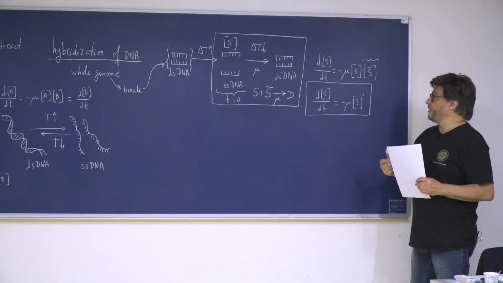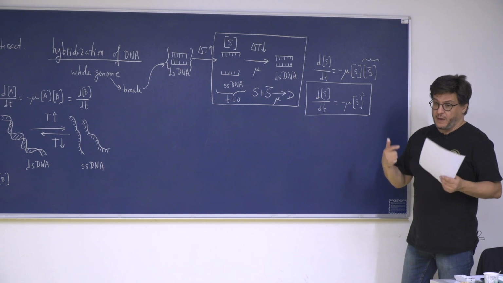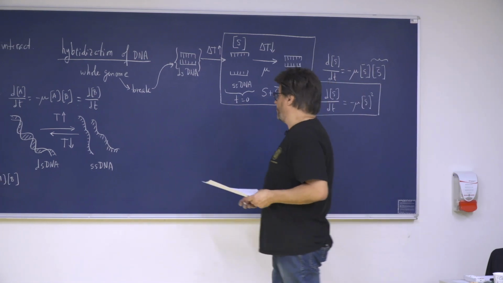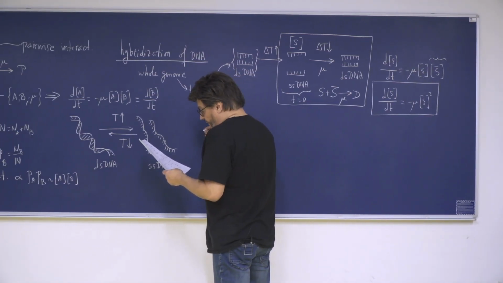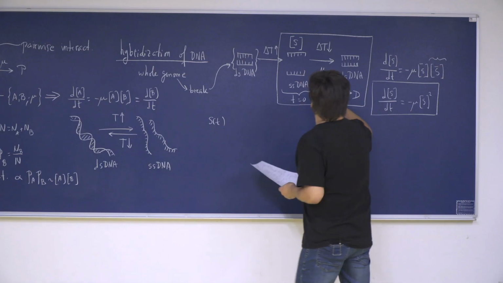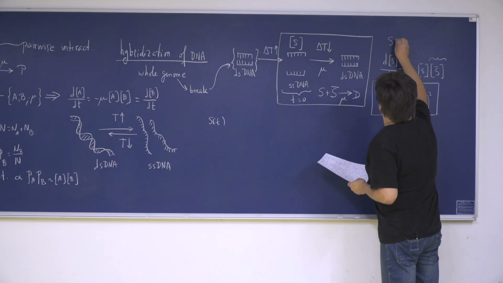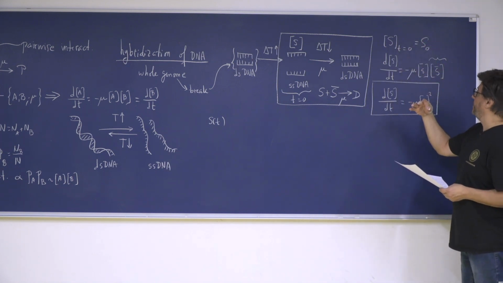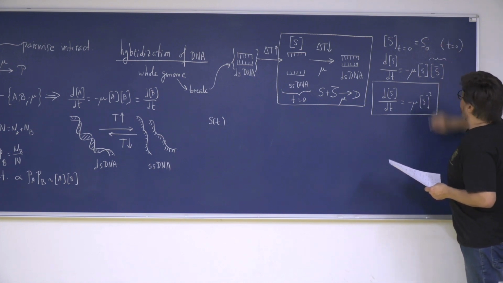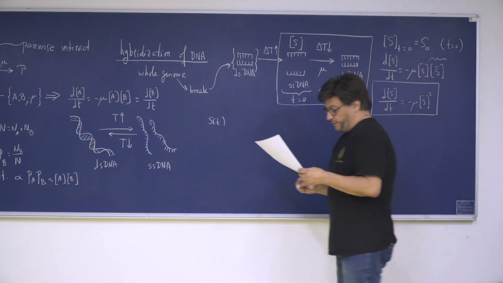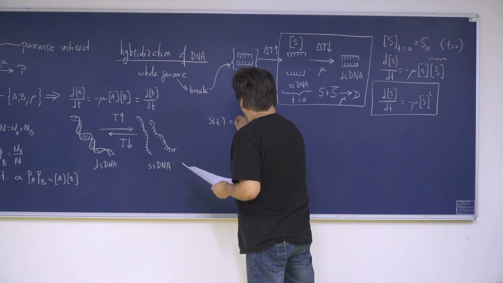We start from an initial condition where every single element is single strand. If I call that S0, let me write down the solution. Suppose that I put this here: the concentration of S at time 0 is going to be S0. Everyone is going to be here, the initial condition. If you solve this equation just by integrating, what you'll find is that the solution is this.